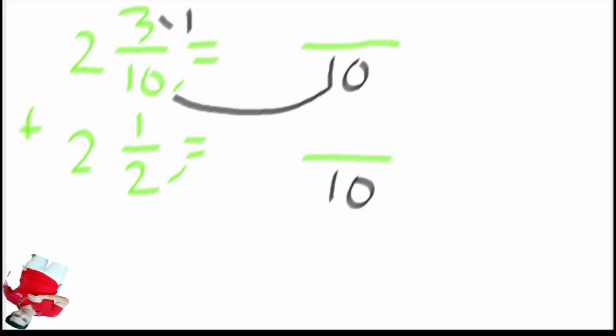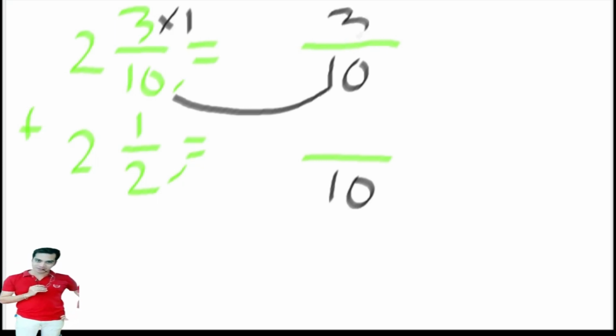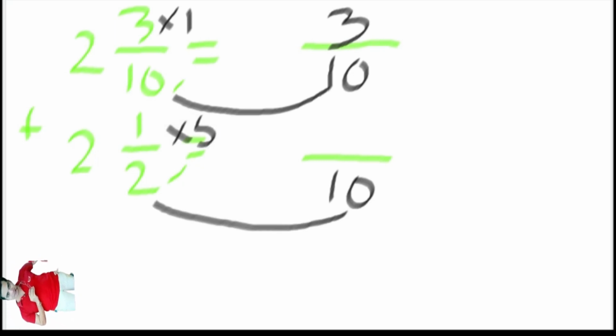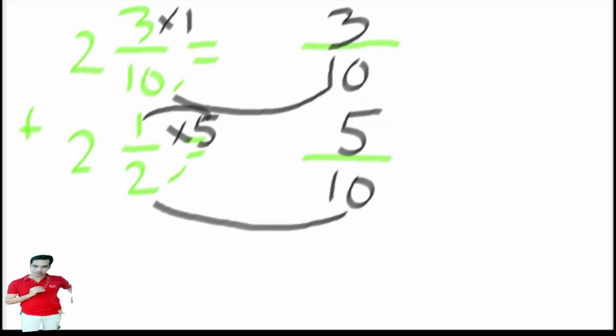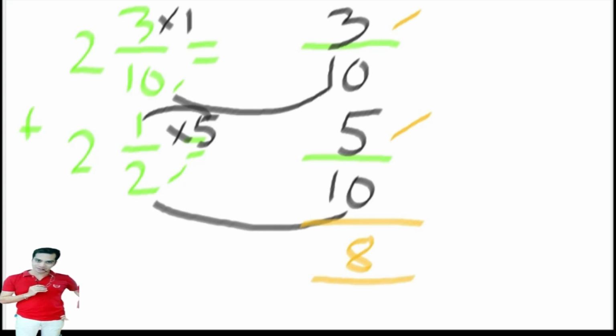Then, i-multiply natin kay numerator. 3 times 1, the answer is 3. Another 1, 10 divided by 2, the answer is 5. Multiplied by numerator of 1, 1 times 5, the answer is 5. Then, add. Numerator, 3 plus 5, the answer is 8. Then, copy the denominator, 10.